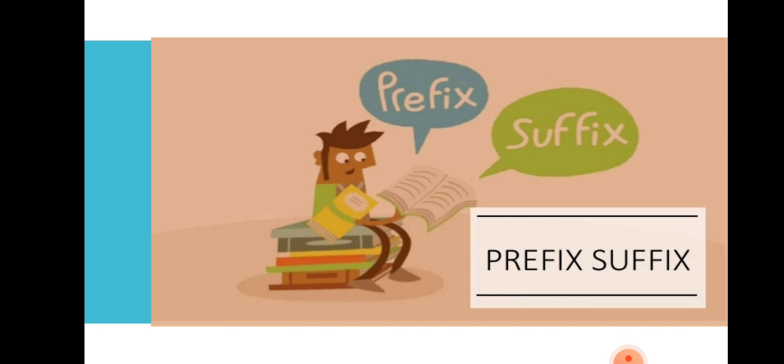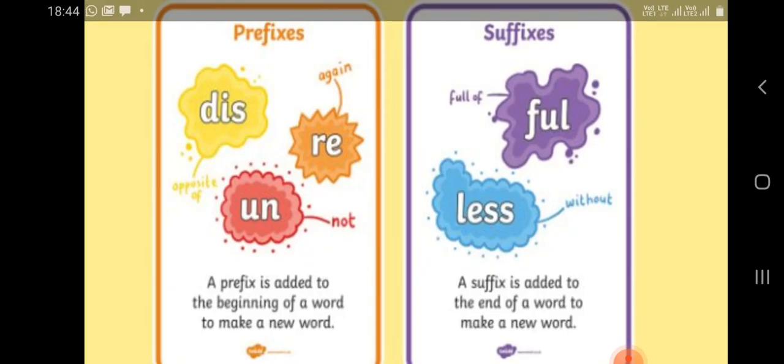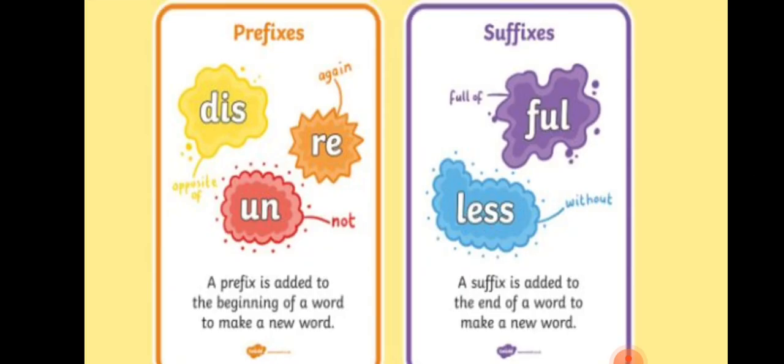For example, if you say unhappy, the part un, you call that a prefix. And happiness, you say ness, right? That is called a suffix. Okay, we are going to see that in detail. Prefixes and suffixes, we are going to see only some.